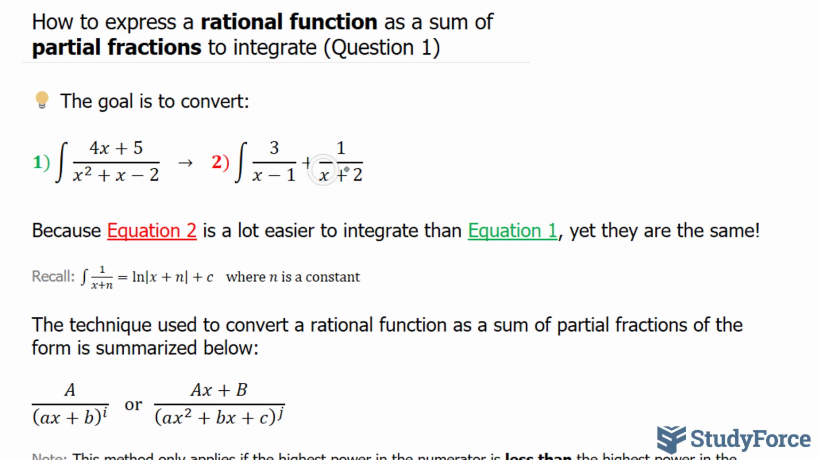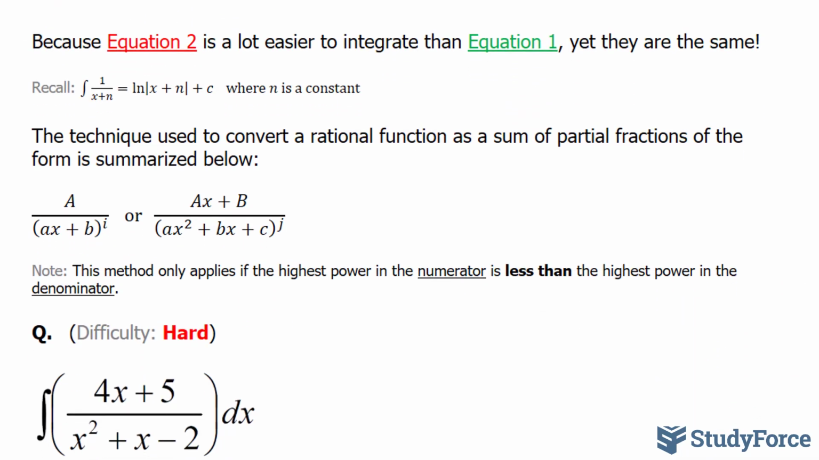If you find a common denominator here, you'll end up with this function. And the reason why this one is easier to integrate is because the integral of 1 over x is simply ln x plus whatever is being added to that variable. So if we can somehow convert this into this, then we should be able to integrate really quickly. The technique used to integrate a rational function as a sum of partial fractions is summarized below, and we will use this technique for the question that we are integrating.